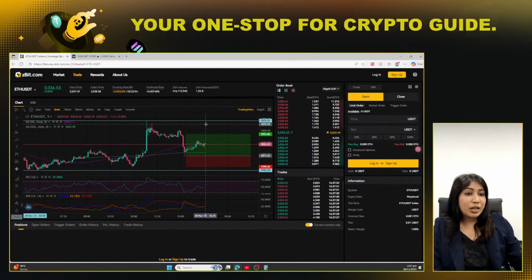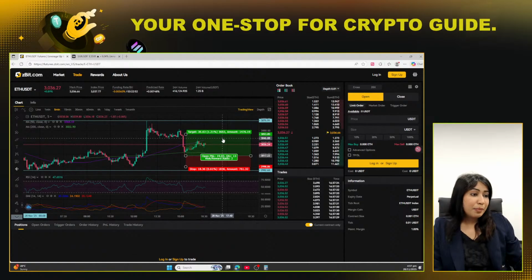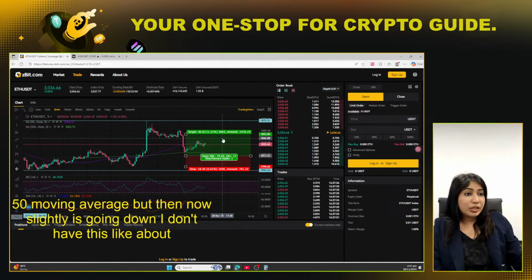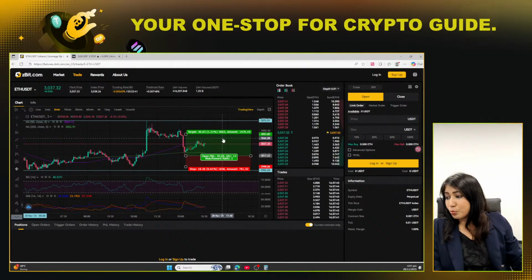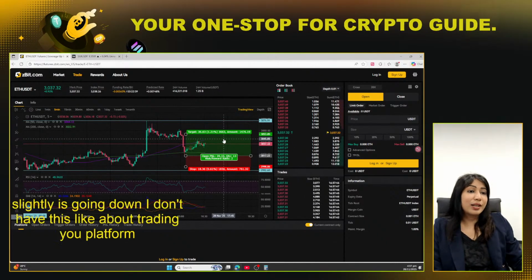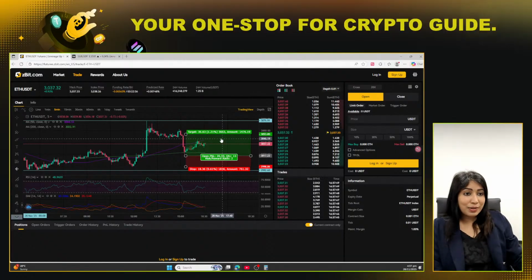I don't know if I have my Fibonacci. I was supposed to use that, but if I don't have a Fibonacci, I'll put it on the other TradingView platform and I'll see whether it's a reversal or if it's basically a bounce back, just a small pullback, and whether the price will again go up or not. That is what I will determine.